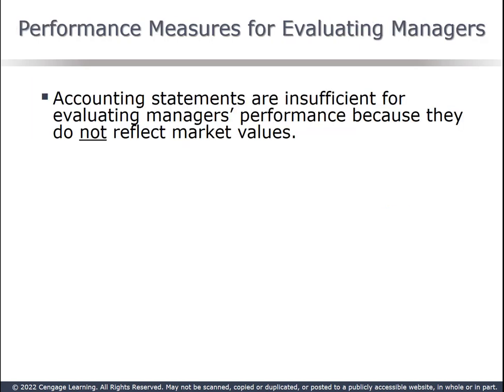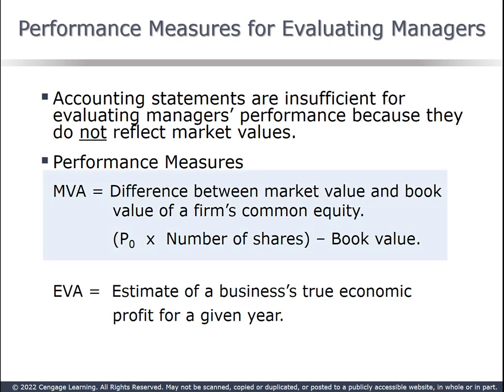Accounting statements don't give us all the performance information we need. Why? They don't reflect market values. Two other metrics take market value into account. Market value added: it's the difference between the market value and the book value of the firm, how much value has been added to the firm since its inception. MVA is a firm-wide measure. EVA is economic value added, and the formula is on the next slide. It's a measure of value added in a single year.